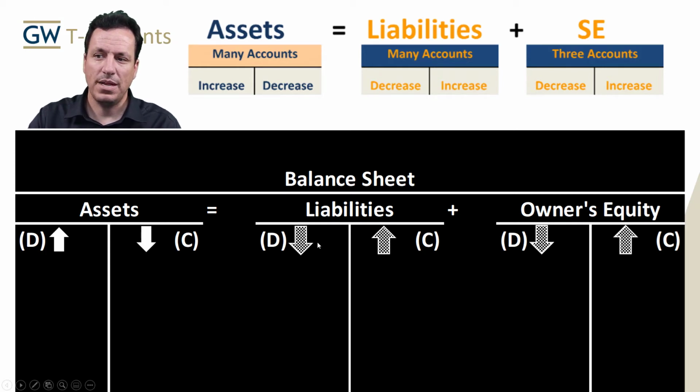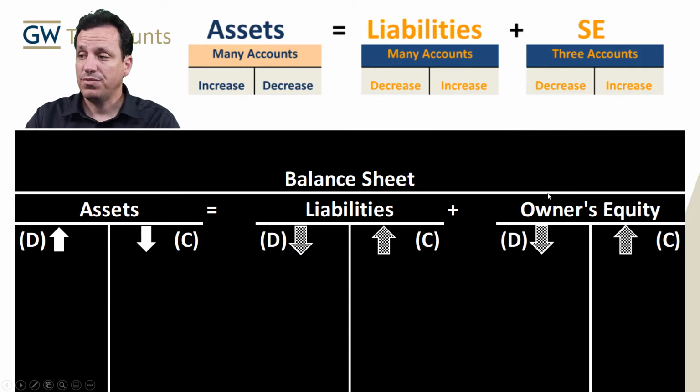And then I made a checkered kind of arrow over here on the other side of the equation because the opposite's true on the other side. Debits decrease your liabilities and credits increase your liabilities. Same with owner's equity. If you have an expense in your income statement that flows through to owner's equity, it's going to be a debit, and a credit is going to be an increase. So revenue would be an increase, and that's a sub-account of retained earnings, which flows to owner's equity.